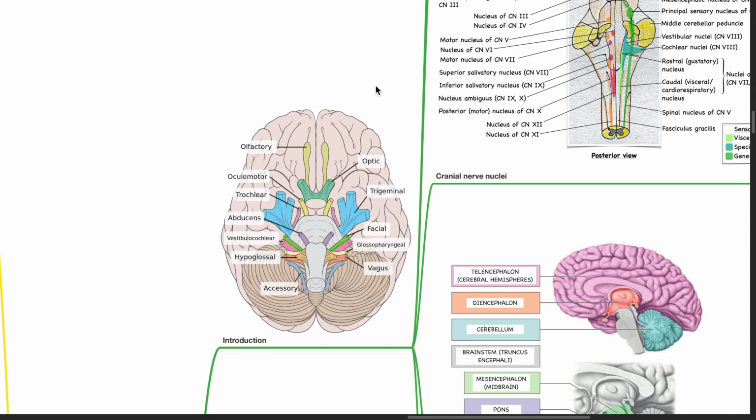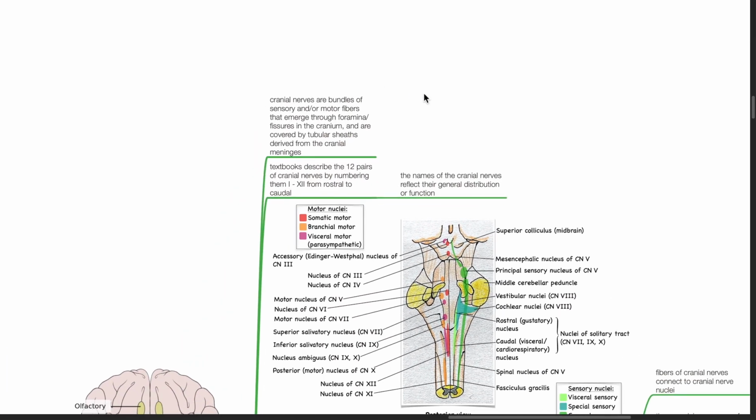Introduction. Cranial nerves are bundles of sensory and/or motor fibers that emerge through foramina or fissures in the cranium and are covered by tubular sheaths derived from the cranial meninges. Textbooks describe the 12 pairs of cranial nerves by numbering them 1 to 12 from rostral to caudal. The names of the cranial nerves reflect their general distribution or function.